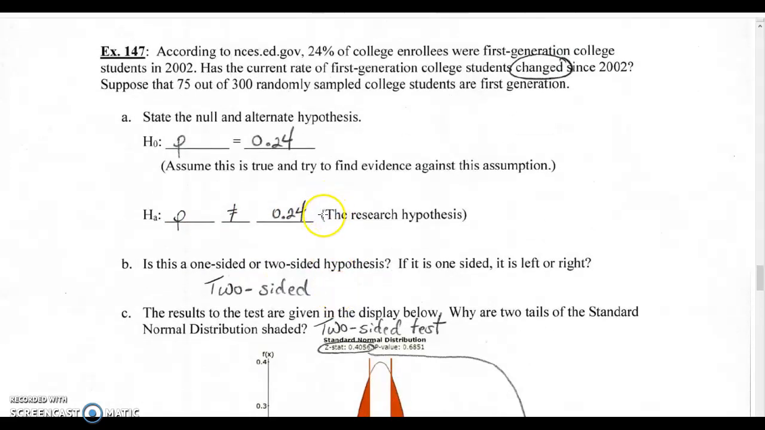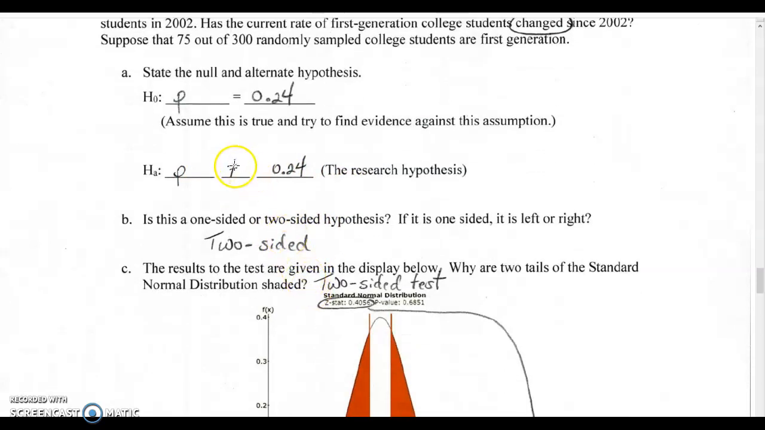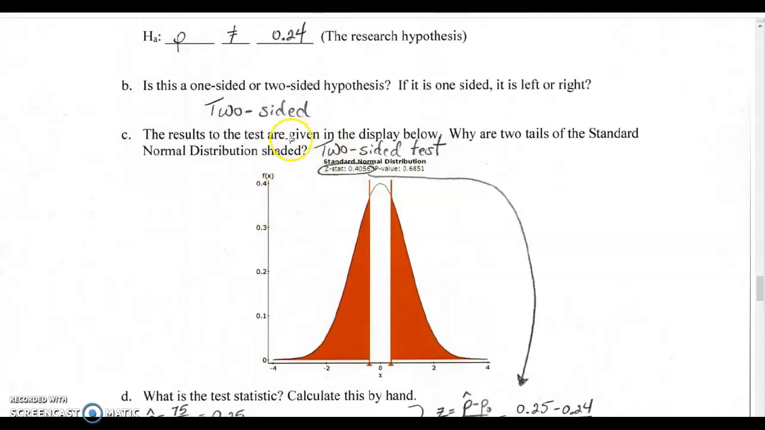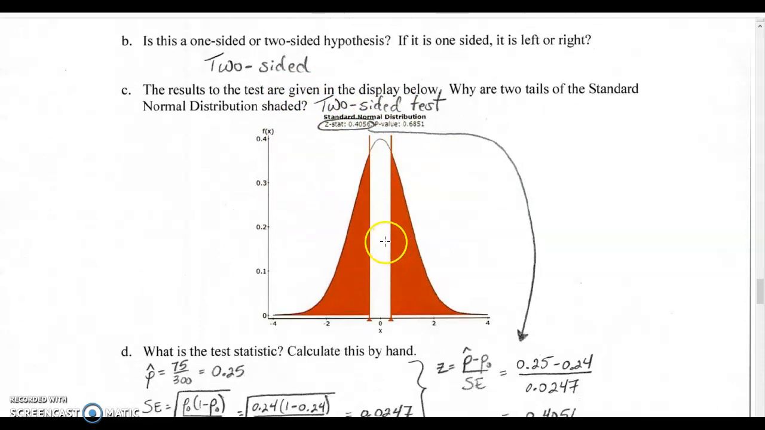Okay, so this is what we're trying to see: if our data is sufficient to say that the alternative is likely true. We want to know if we can reject the null and say we have enough statistical evidence to support the alternative. So this is a two-sided hypothesis because of the not equal sign. So it's not left or right one-sided. And these are the results that are given and displayed below. So I won't worry too much about it.